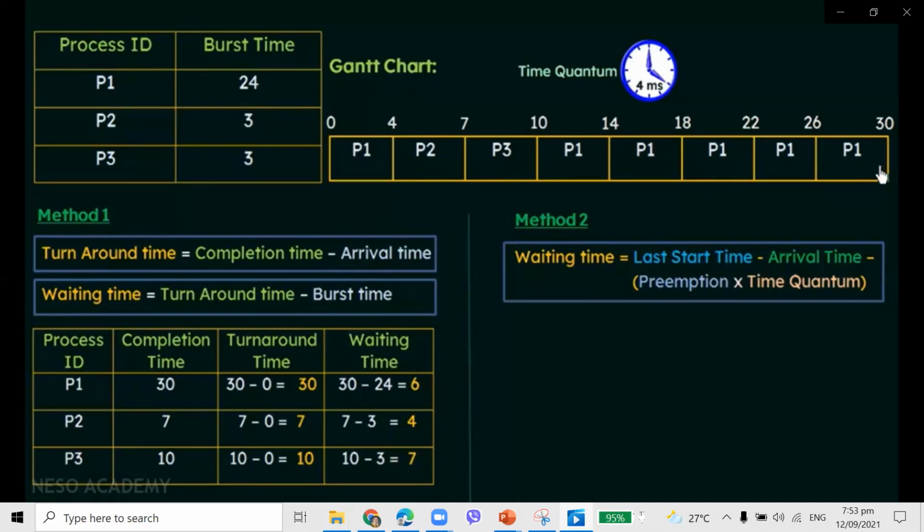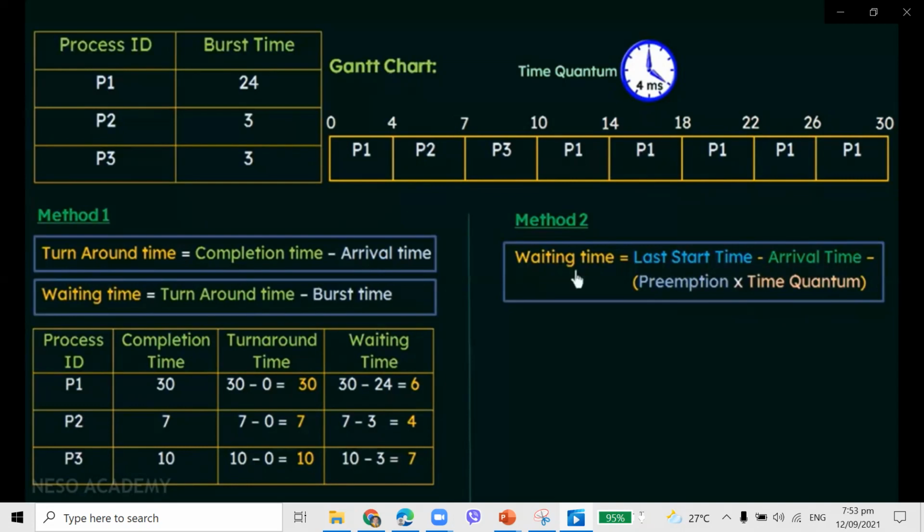So how many times did P1 get preempted altogether? 1, 2, 3, 4, 5. So P1 got preempted 5 times. Similarly you can check for other processes. So here the preemption value is 5, the number of times the process got preempted. For P1 it is 5 into the time quantum. So with that you have to multiply the time quantum. Our time quantum was 4 milliseconds in this example. So 5 into 4, you have to multiply that. When you apply this whole formula, you'll get the waiting time for a particular process.